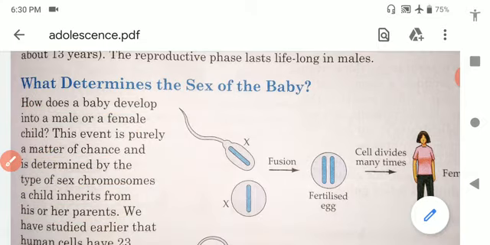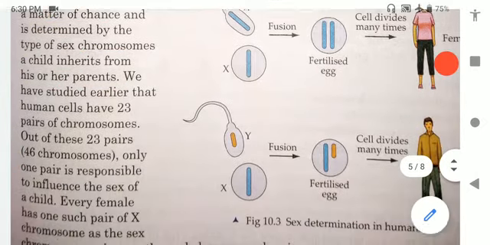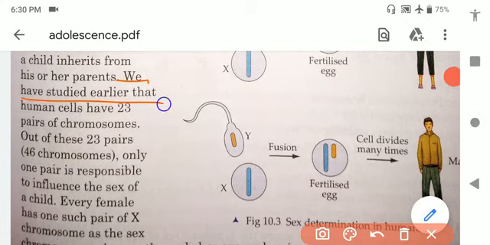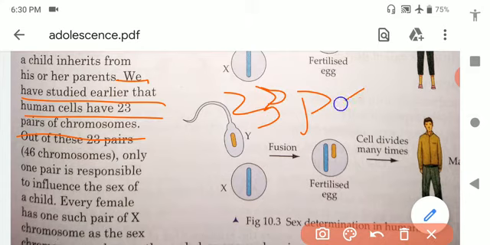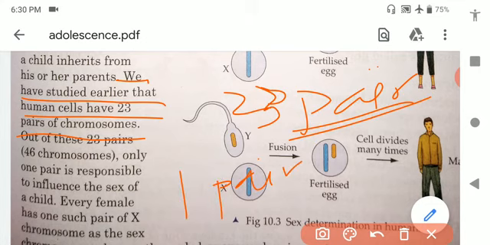Okay. So let's study more. We have studied earlier that human cells have 23 pairs of chromosomes. So how many chromosomes are there in a single cell? 23 pairs. Okay. And how many pairs of sex chromosomes are present? Only one pair of sex chromosomes is present. Note down this question. How many pairs of chromosomes are there in a human cell?